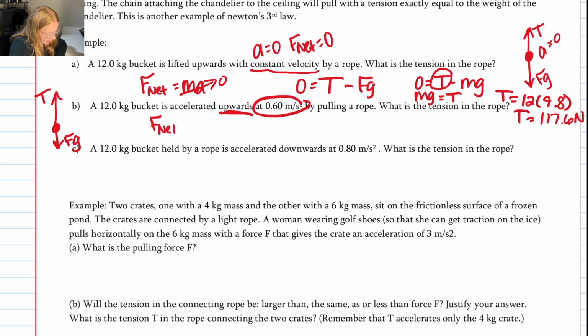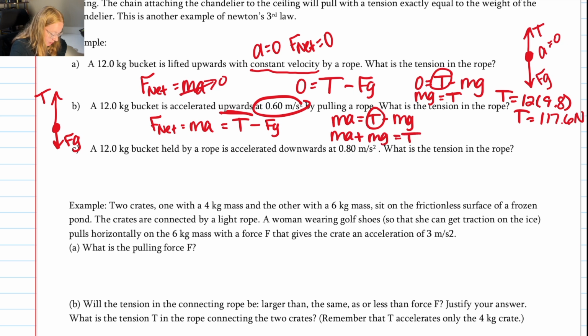For this example, we have F net equals ma. It's not going to zero out this time. Tension is positive, force of gravity is negative. So we have ma equals tension minus, and I'm going to replace gravity with mg. Solve for tension, and we get ma plus mg equals tension. I'm going to plug in my values. The mass is 12 still. A is the acceleration of the object itself, not gravity. So we are accelerating by 0.6, then plus 12 times 9.8, and that should give me the tension.